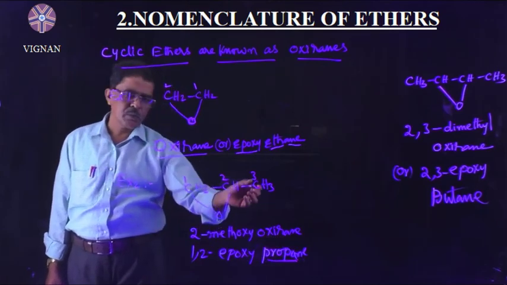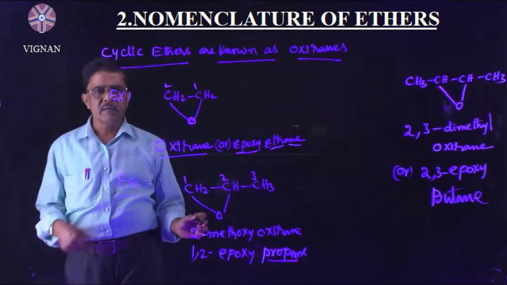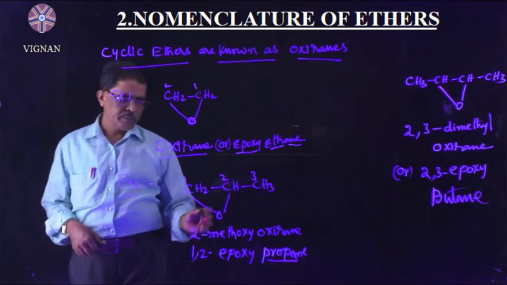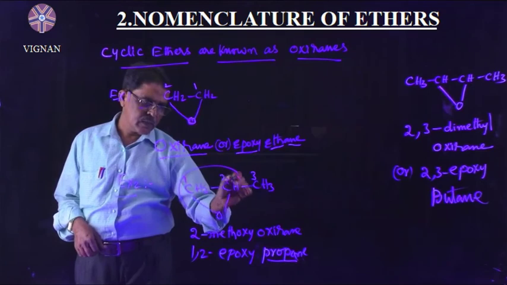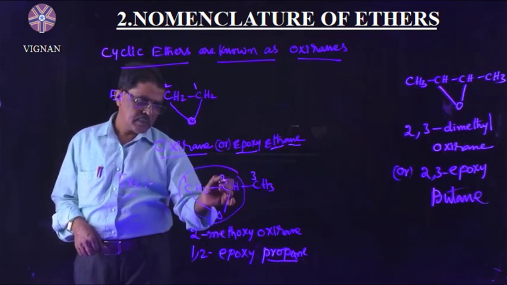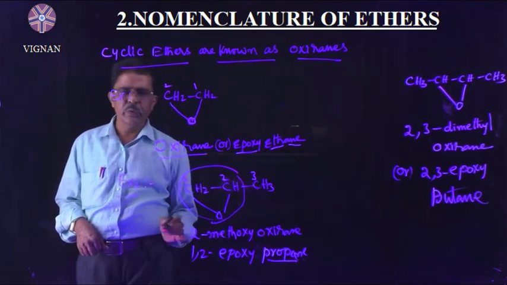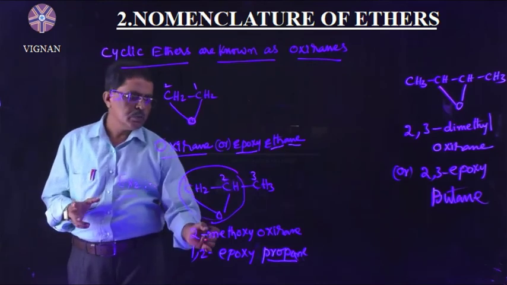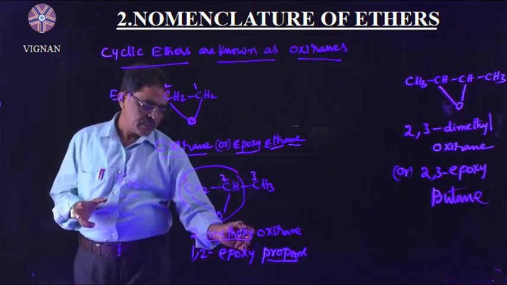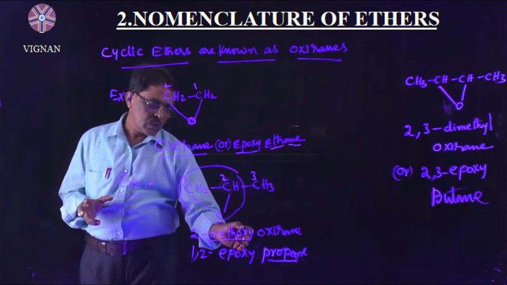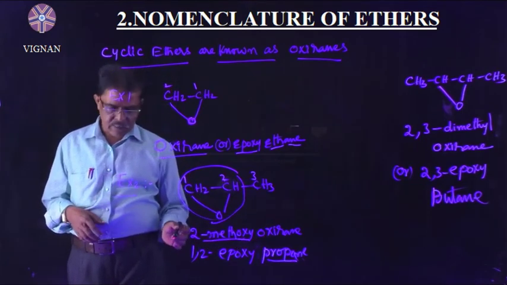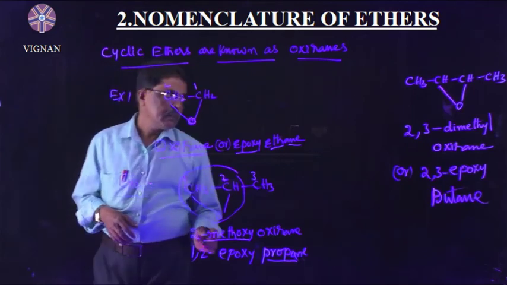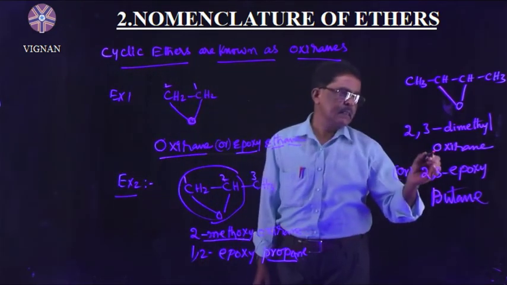Why can we say propane? Three carbon atoms are in the longest ring. There we can name it as oxirane. This part is what? Oxirane. The second carbon has a methyl group. So, 2-methyloxirane.